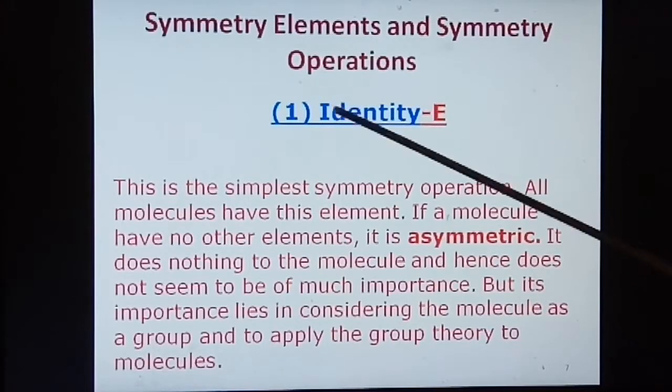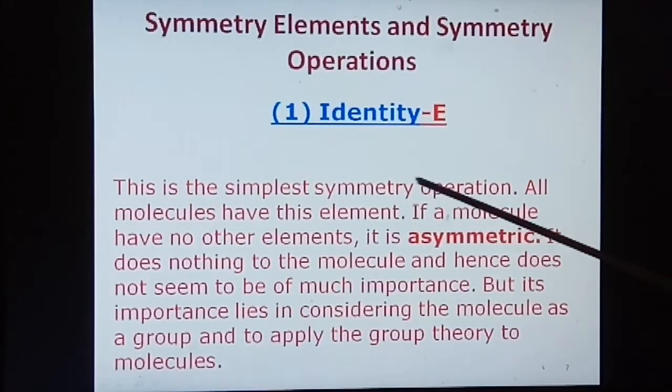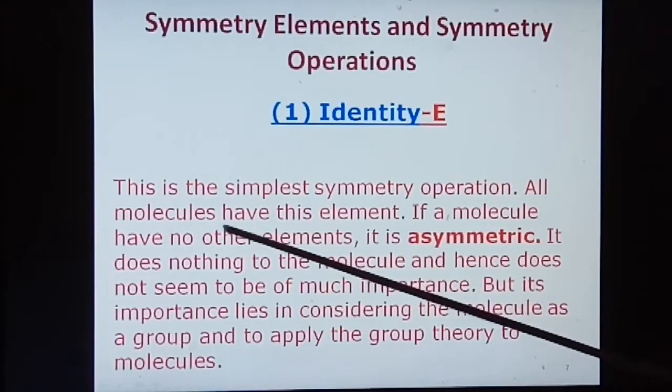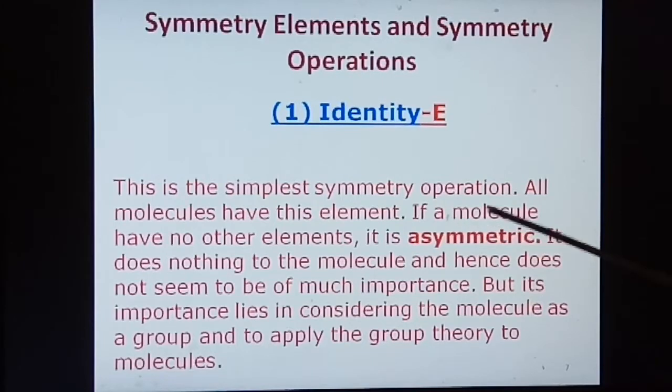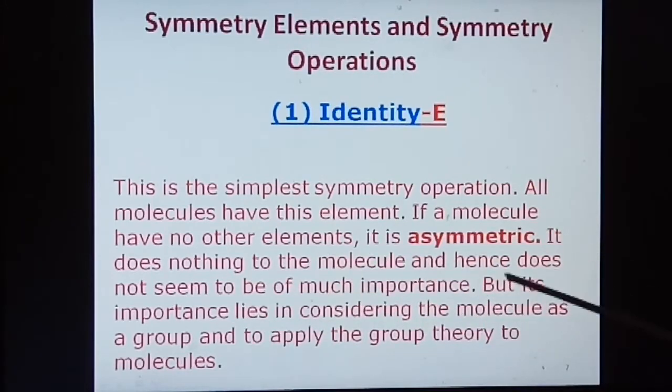The first symmetry element is identity, E. This is the simplest symmetry operation. All molecules have this element. If a molecule has no other element, it is asymmetric. It does nothing to the molecule and hence does not seem to be of much importance. But its importance lies in considering the molecule as a group and applying group theory to molecules.